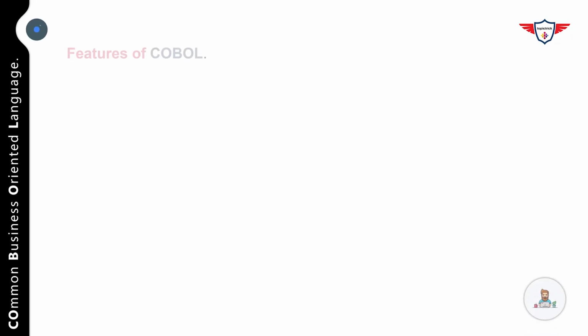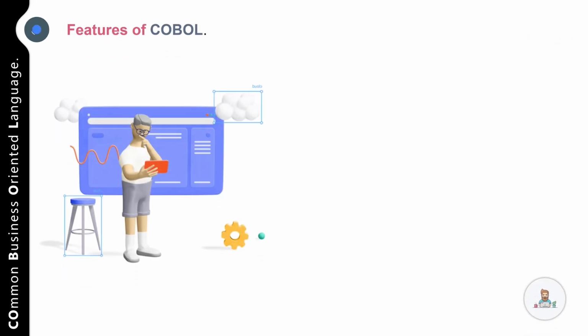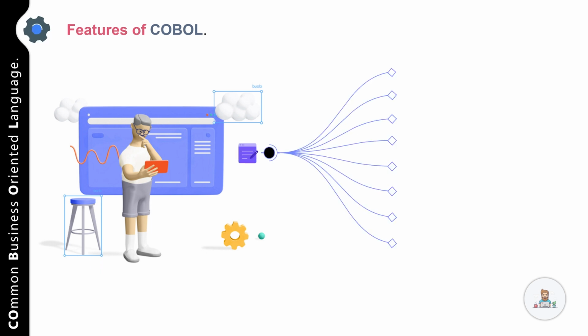Hey guys, welcome back to this session, and in this session we'll talk about features of COBOL. As you know, COBOL is predominantly used for business-oriented applications, and being an old programming language, it is still holding the ground due to its features. The following are the important features of COBOL.